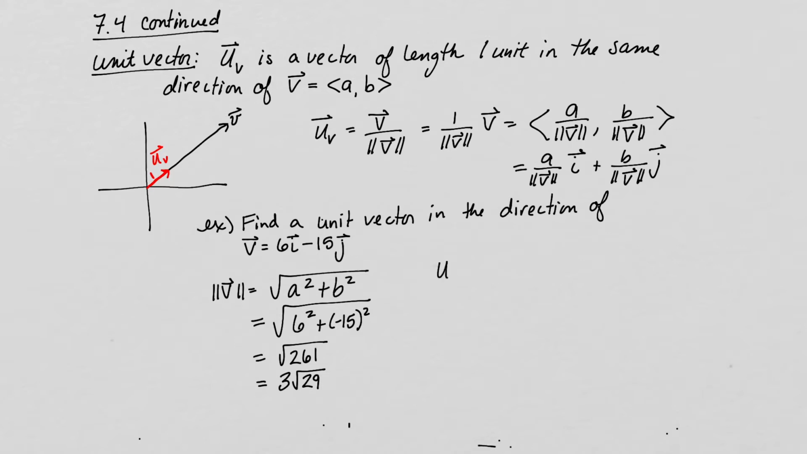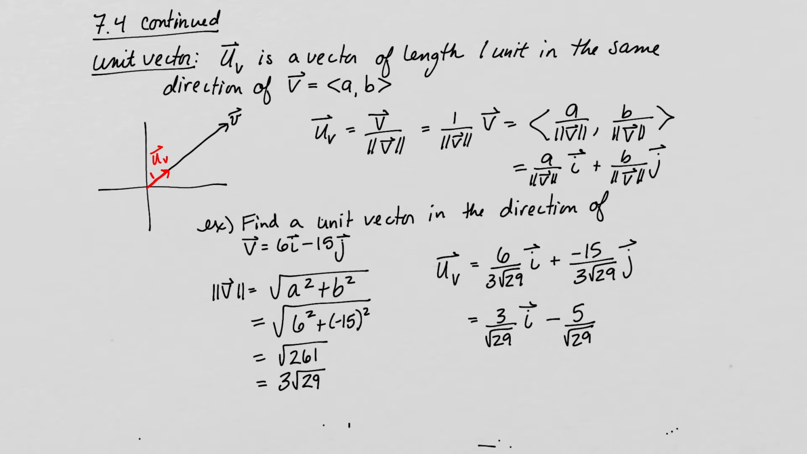So then our unit vector, u sub v, is going to be our original vector. So we have the 6, and then we're going to divide it by 3 square root of 29, i, plus we had minus 15 divided by 3 square root of 29, j. And then in this case, I can divide 3 into 6, and I can divide 3 into negative 15. So it's really going to be 3 over the square root of 29, i. And then I can just write it as minus 5 over the square root of 29, j.